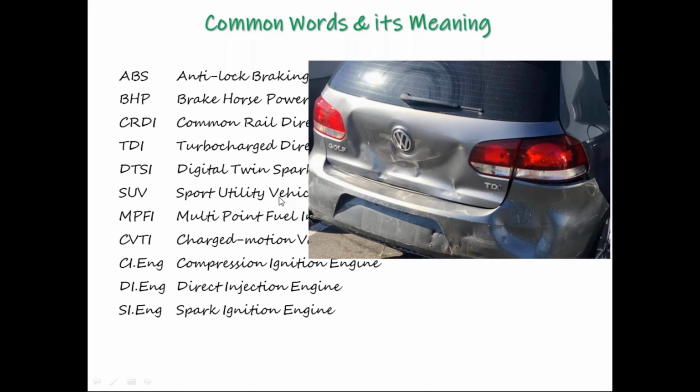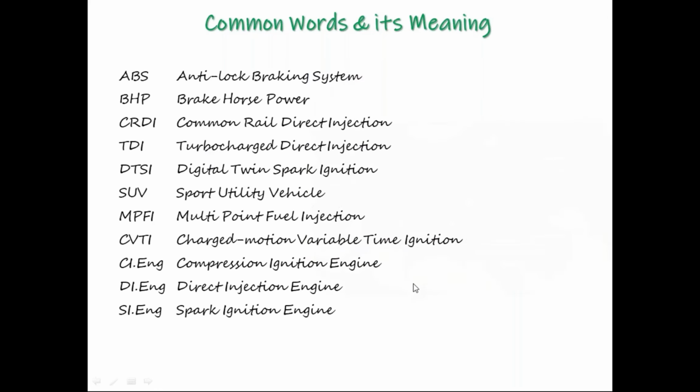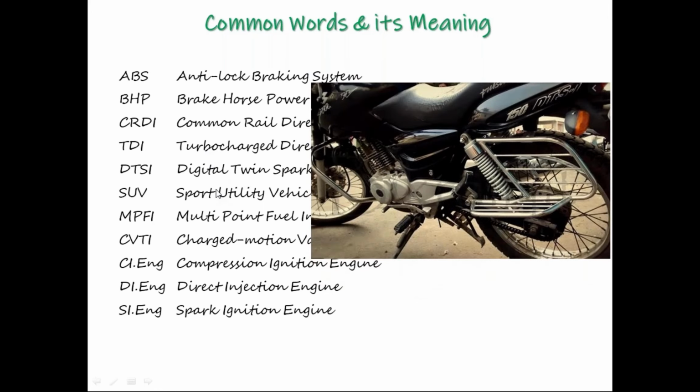Then we have TDI, that is turbocharged direct injection. Then we have digital twin spark. You may observe this on Bajaj two-wheelers, DTSI technology. Then we have SUV. Most probably, SUV may or may not be written on the vehicle. By just observing the automobile, you can say whether it's an SUV or not. Or else I will show some photographs related to that.